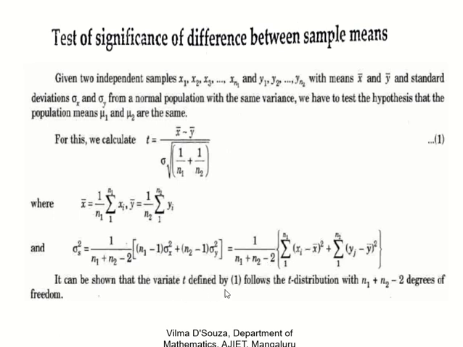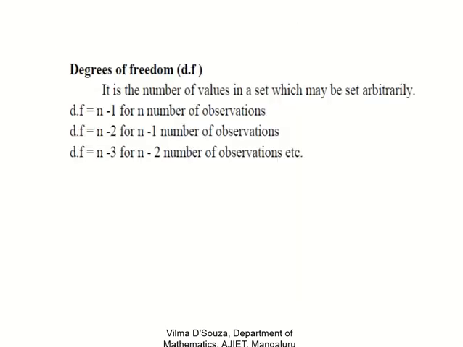So this variate follows a t distribution with n1 plus n2 minus 2 degrees of freedom. So what is now this degrees of freedom? I have given the definition here. The degrees of freedom, shortly denoted as DF, is the number of values in a set which may be set arbitrarily.